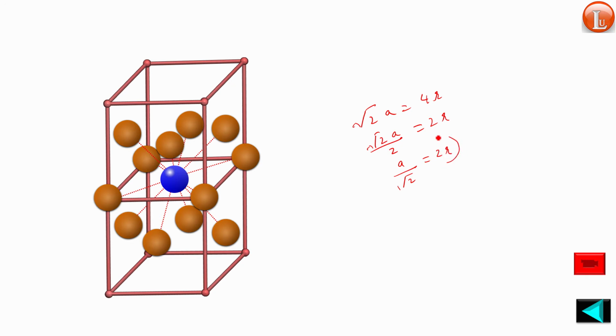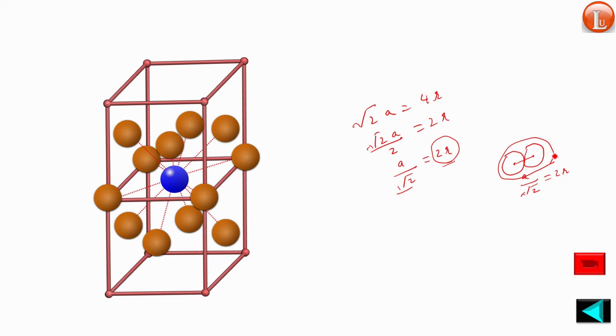Now what is 2r? 2r is the distance between the centers of 2 spheres when they are in contact. So, since 2r is a by root 2, that means if two atoms have centers at a distance of a by root 2, and since a by root 2 is 2r, they will automatically be in contact.